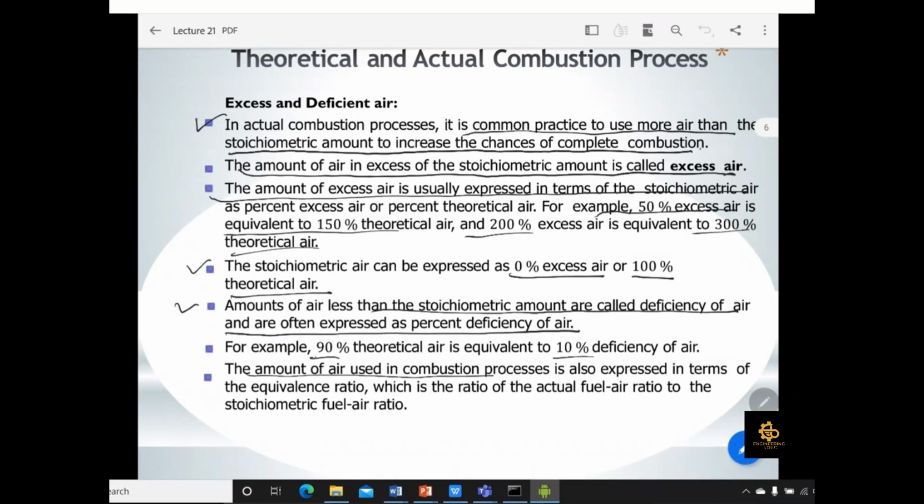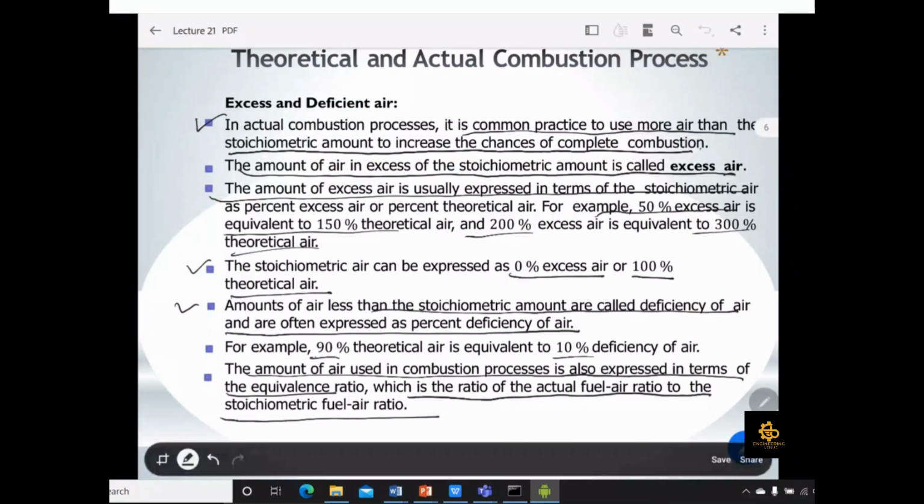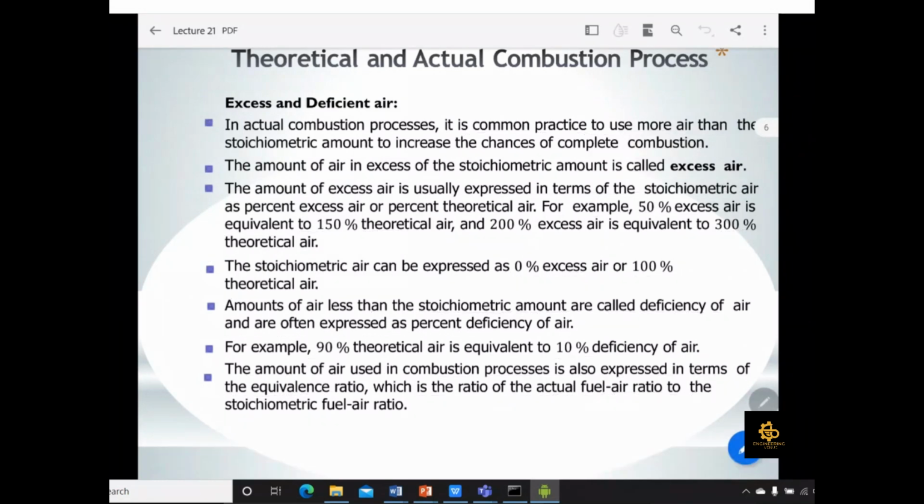The amount of air used in the combustion process is also expressed in terms of the equivalence ratio, which is the ratio of the actual fuel-air ratio to the stoichiometric fuel-air ratio. So if a question asks you to find the equivalence ratio, you just take the ratio of the actual fuel-air ratio, which is for the actual combustion process, to the stoichiometric fuel-air ratio. It means we have to consider the stoichiometric equation. For the two fuel-air ratios, we have to consider two different chemical reaction equations. We will practice one question so that we get an understanding.